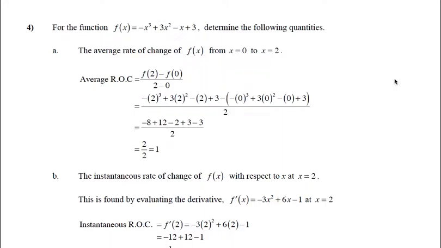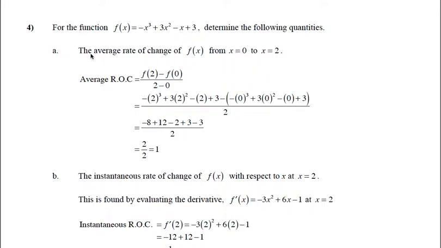Alright, we'll pick up the review videos for the final at question 4 now. This asks us to find the average rate of change on an interval and the instantaneous rate of change at a specific point for a given function. The function is negative x cubed plus 3x squared minus x plus 3.